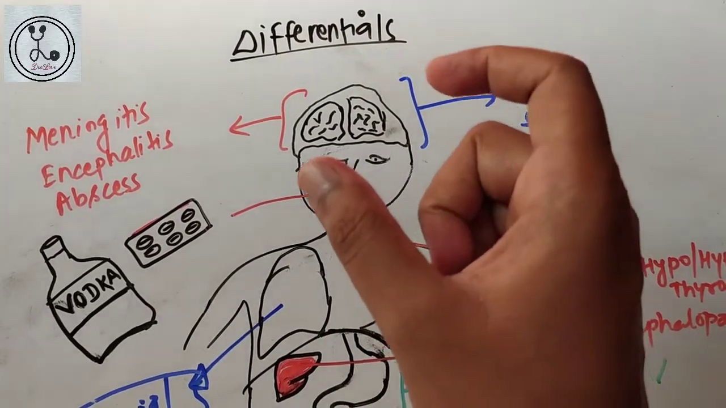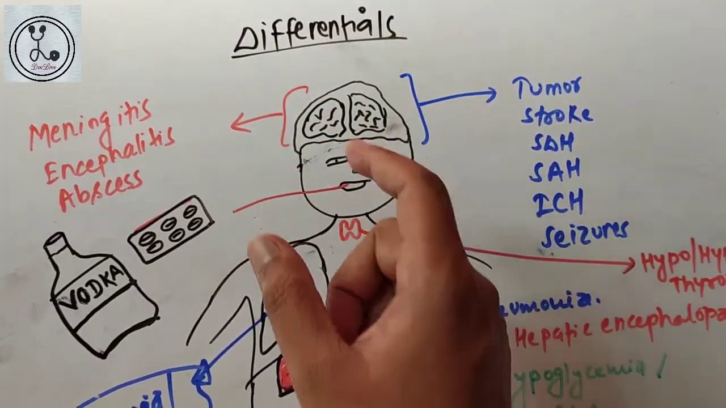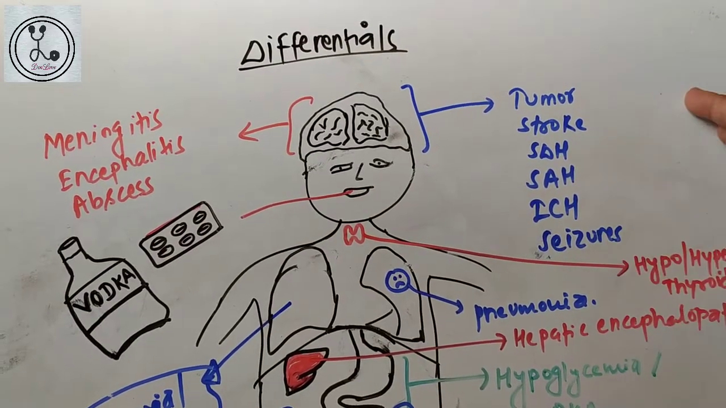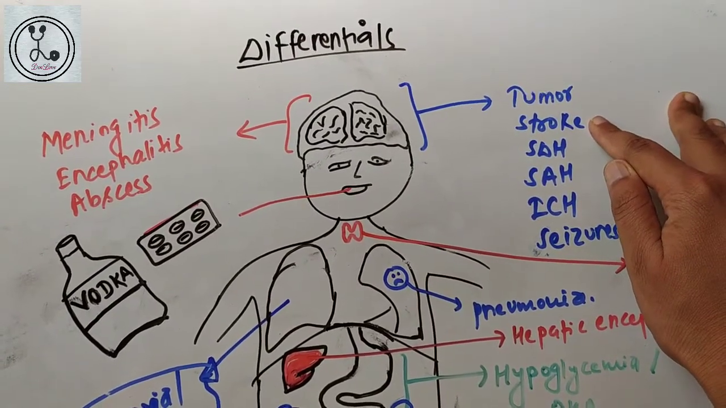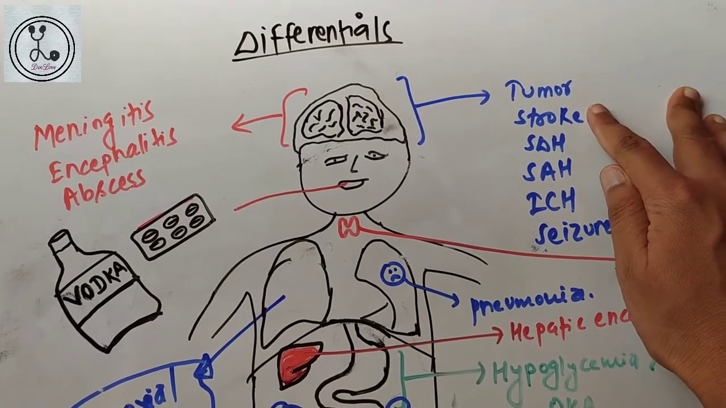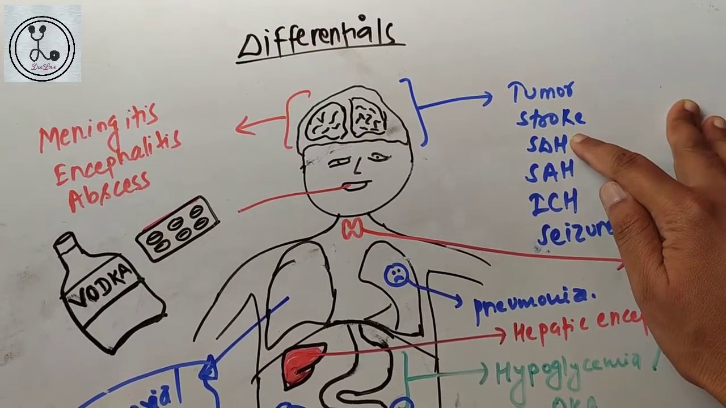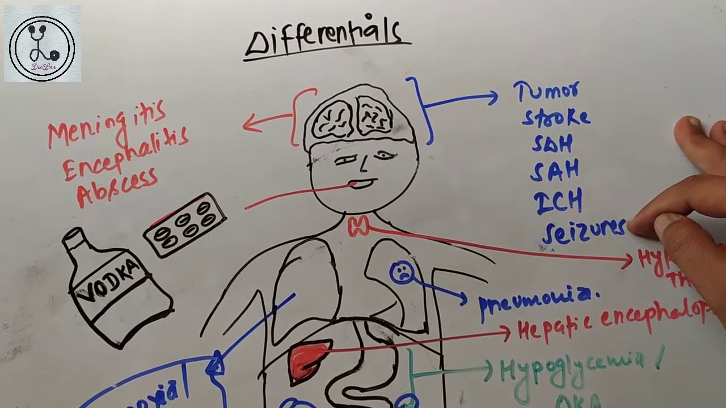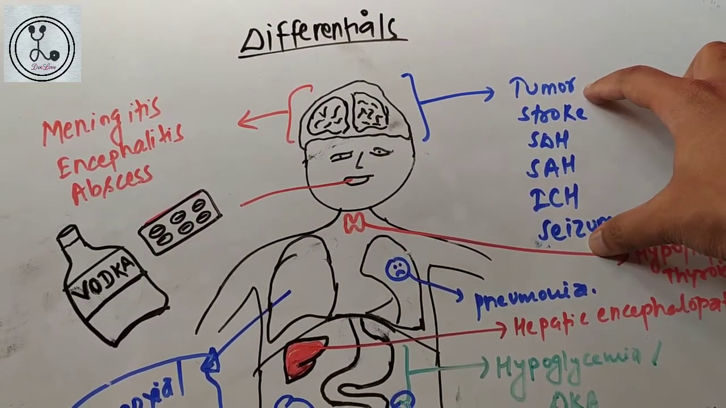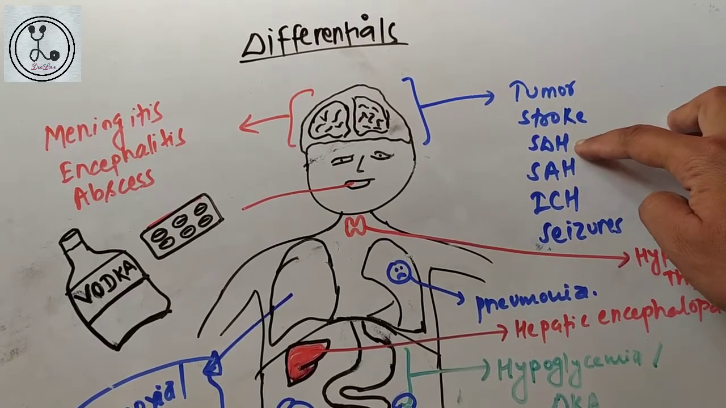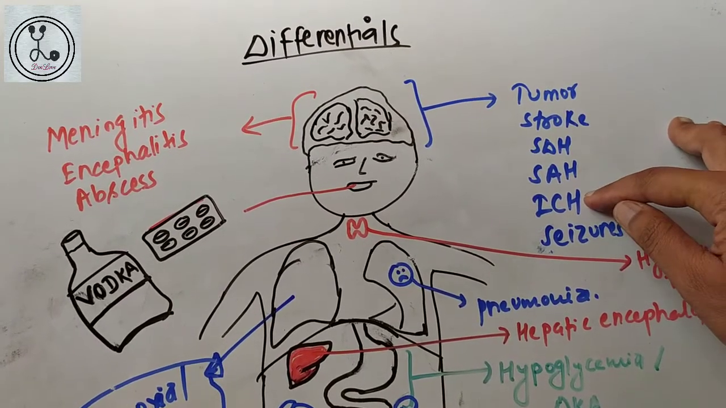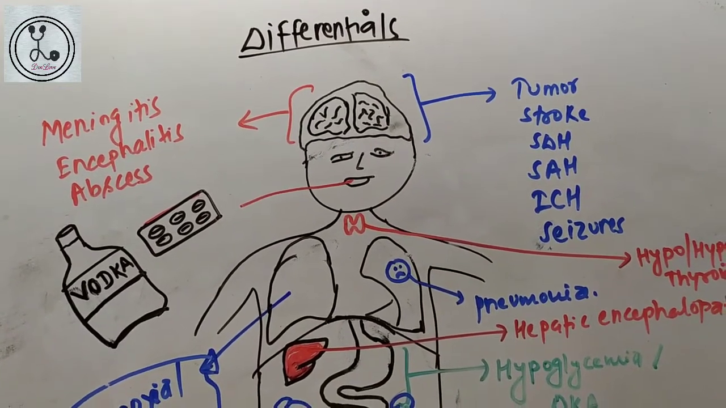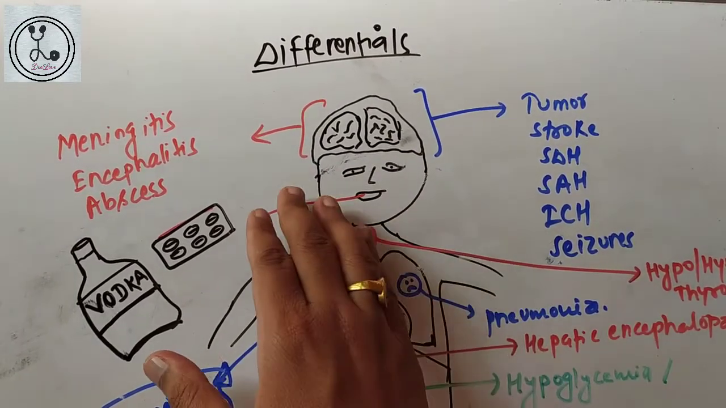In the head, in the brain area, there can be altered mental status due to a tumor, any tumor in the brain, or due to a stroke, also known as cerebrovascular accident, or a subdural hemorrhage, or a subarachnoid hemorrhage, or an intracranial hemorrhage, or seizures. Any of these conditions can lead to altered mental status.